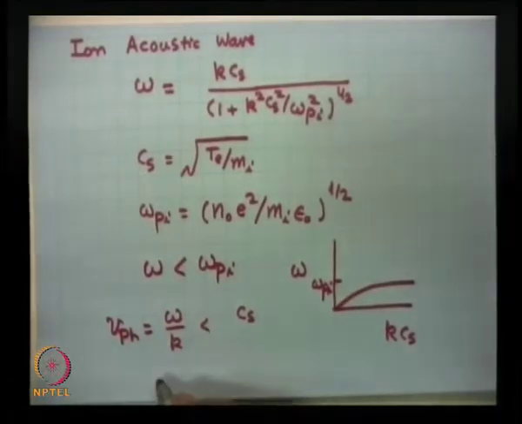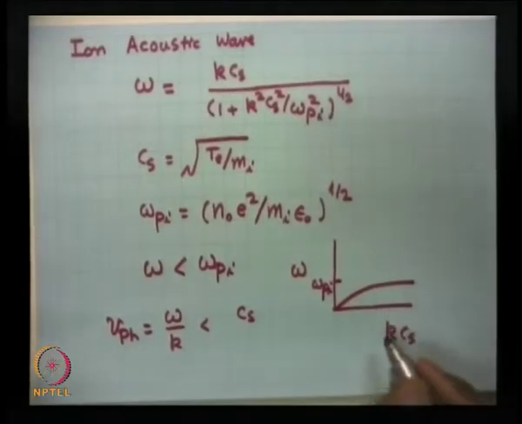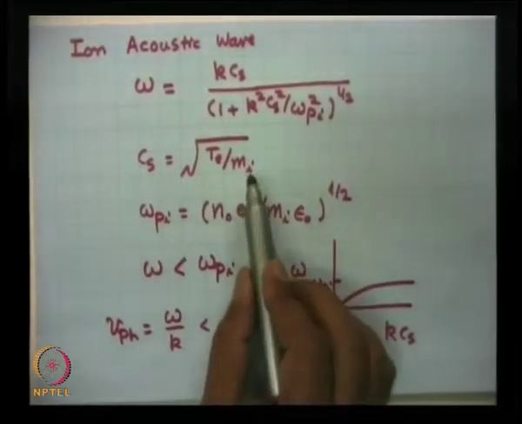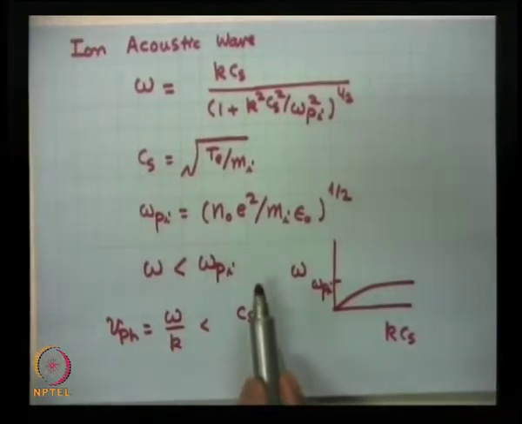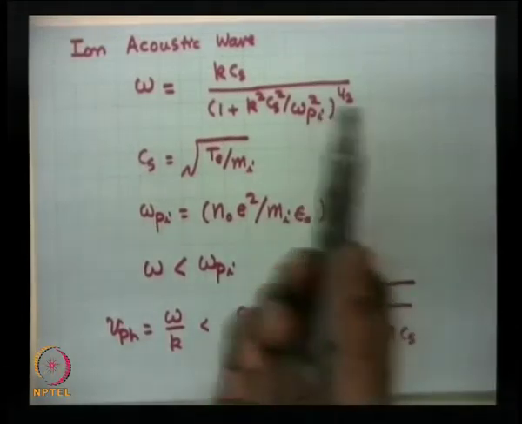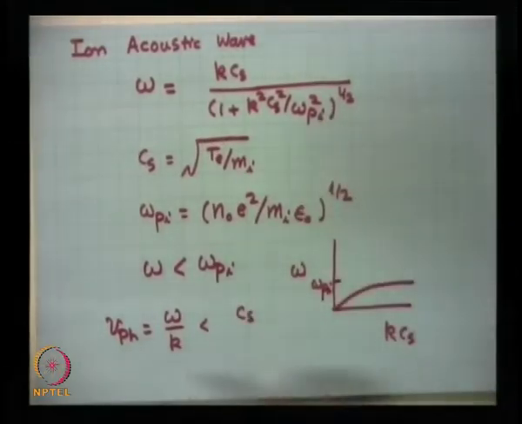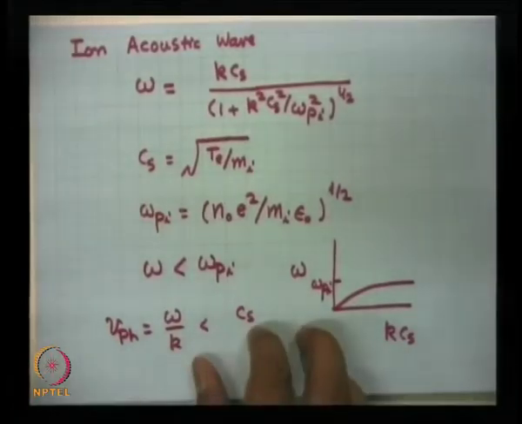So, it is possible that larger k waves will have a phase velocity comparable to the ion thermal velocity. If Te and Ti are the same, then the thermal velocity will be comparable to Cs and the wave will be strongly damped. So, here the damping is expected to come from the ions.